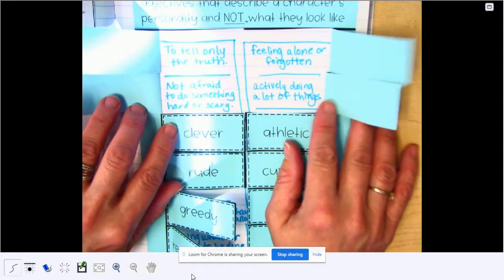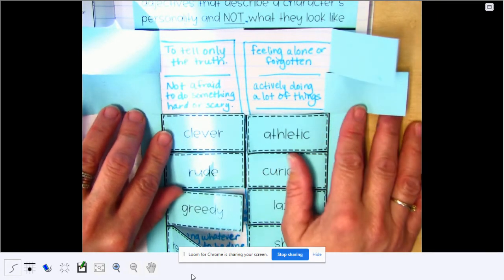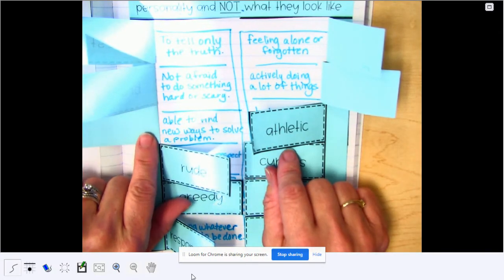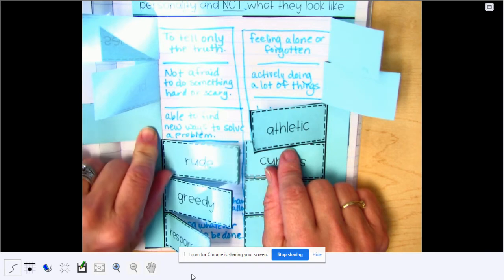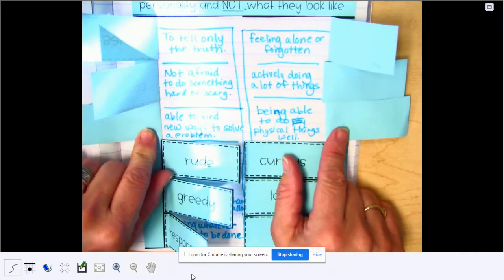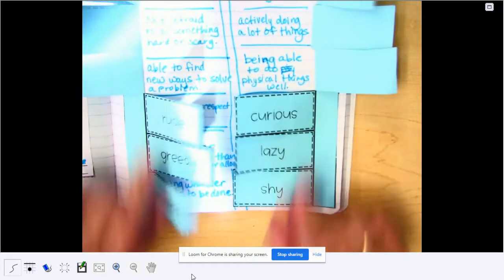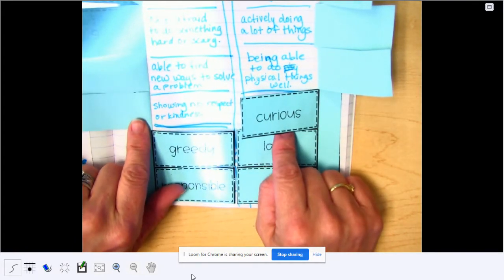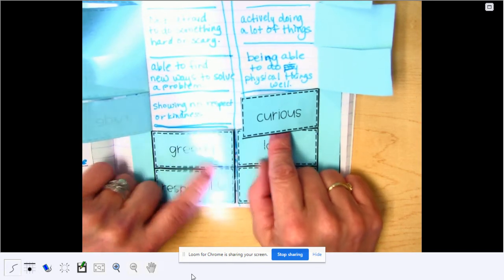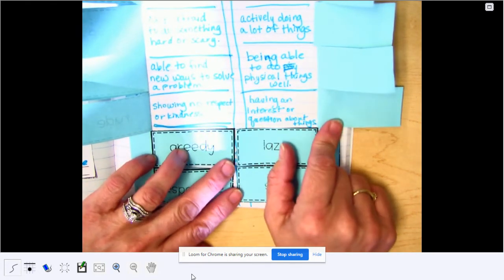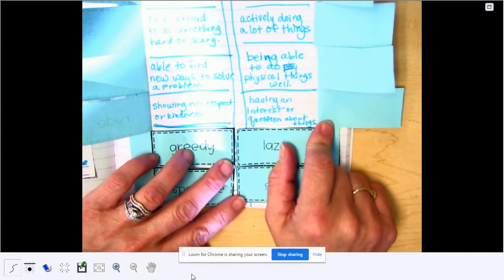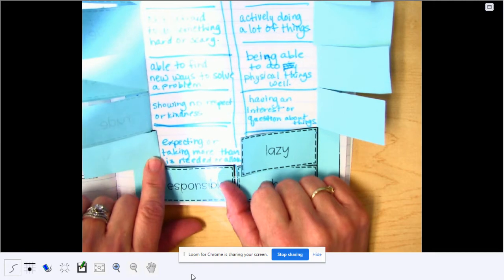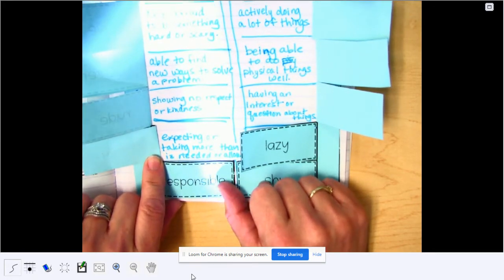Could we write a story about someone who's busy? They're actively doing a lot of things. Could we write a story about someone who's clever, able to find new ways to solve a problem? Or someone who's athletic, they're being able to do physical things well. Okay? Could we write a story about someone who's rude, someone showing no respect or kindness? Could we write a story about someone who's curious, that they have an interest or a question about things? We could write a story about someone who is greedy. They expect or take more than they're allowed or need.